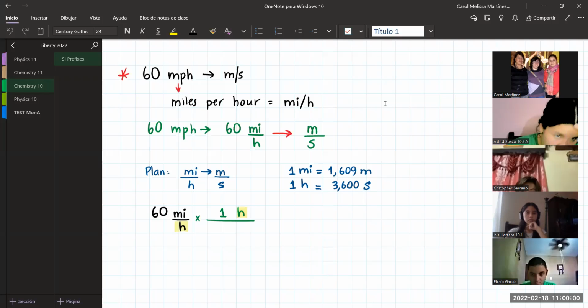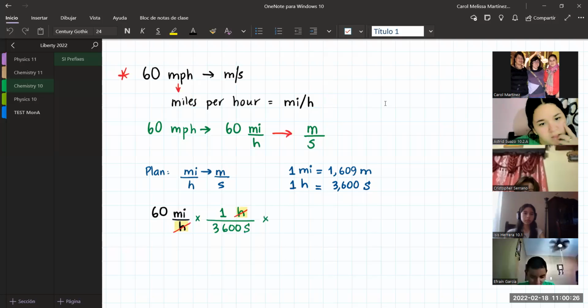The number next to hour is 1. So I'm going to write 1 hour that contains 3,600 seconds. With this, I get rid of hours. But I still need to convert because this just gives me miles and seconds, and I need my answer to be meters per second. So now, where do I need to write the miles? Up or down? Down, because miles are up, so I need my miles to be down. So I say miles. What number is next to miles?